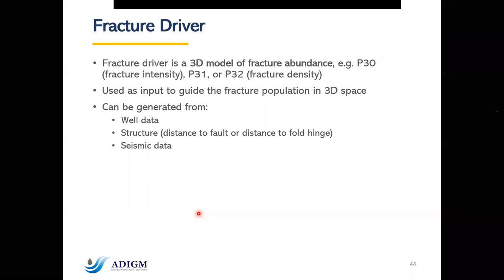So if you understand reservoir modeling, when we try to relate porosity and permeability, we try to model the permeability, we use the porosity as the secondary variable. So the same case happened here. The distribution of the fracture is constrained or guided by the fracture driver.